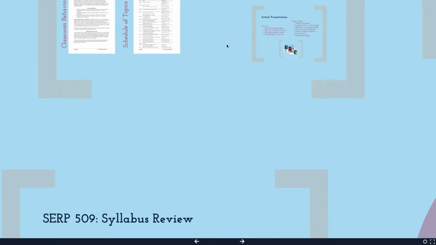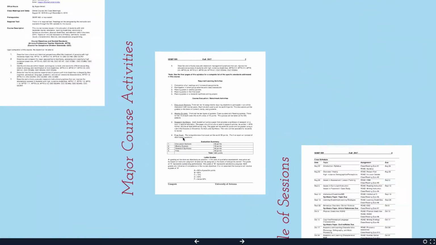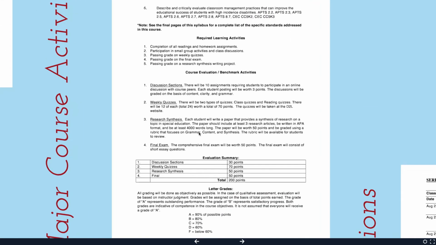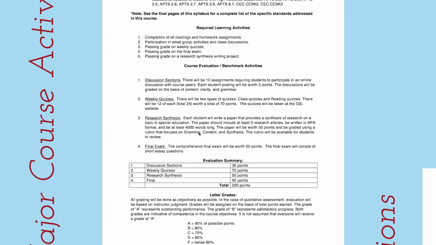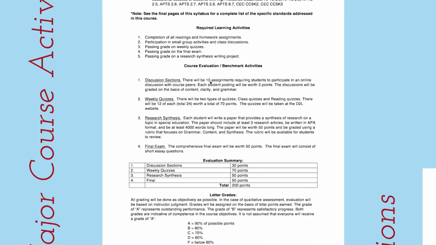Let's look at the major course activities. So the major things that you'll be doing, you will be doing discussion sections, and there are 10 discussions assigned across the course. Each posting is worth 3 points, and I grade them based on the content, the clarity, and the grammar. And I put a lot of emphasis on grammar simply because if you're working with the public and you're working with kids and you're working with teachers and you're working with parents or other special education professionals, it's really important to have good grammar in your written communications.